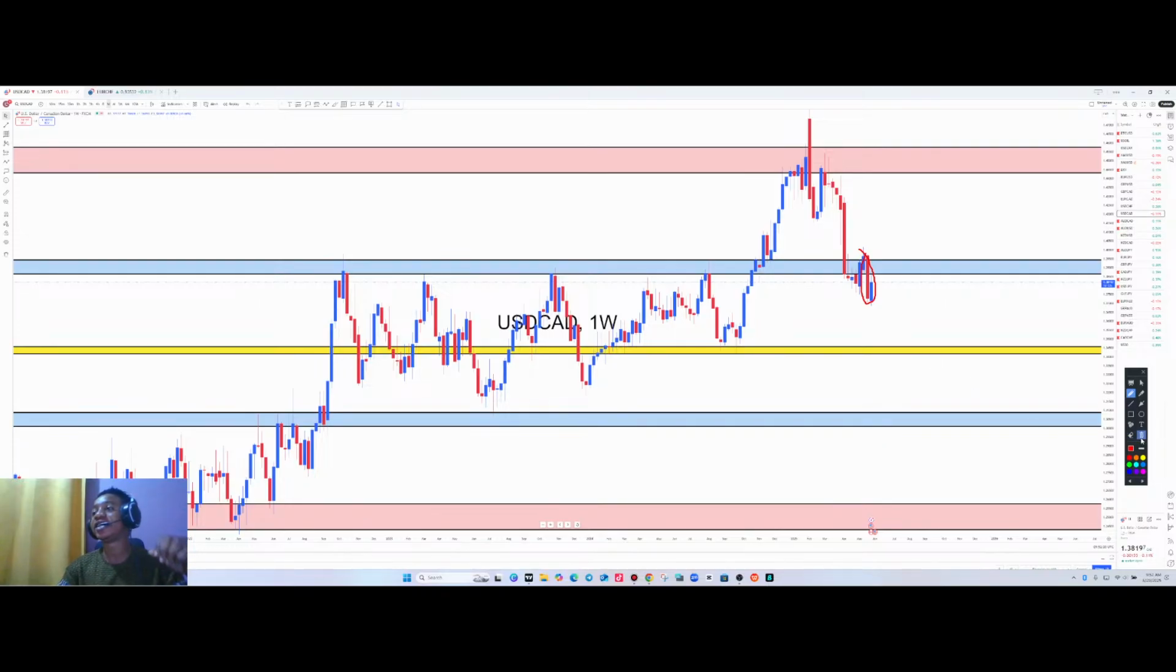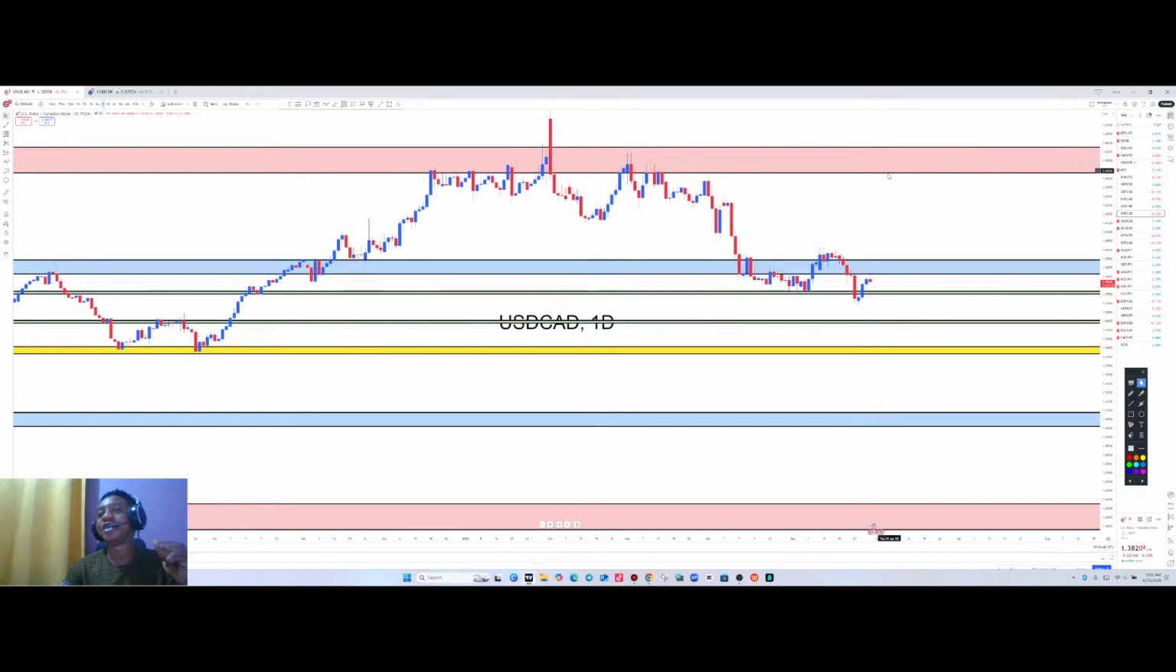So on the weekly, everything also points to the downside. Let's continue. How are we going to be able to pick ourselves? We're going to pick ourselves below this monthly resistance level or support level now, or resistance level, any of them. All right, let's continue. Let's go to the daily.